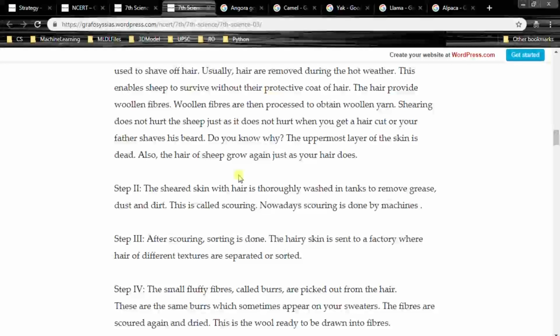The hairy skin is sent to a factory where hair of different textures are separated or sorted. So we know that different animals have different textures of hairs. So these have to be separated. So this is the third step, right?